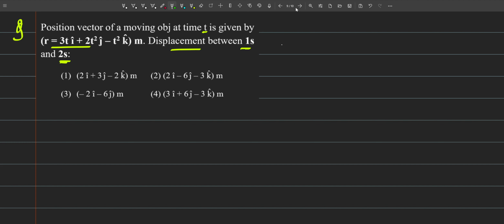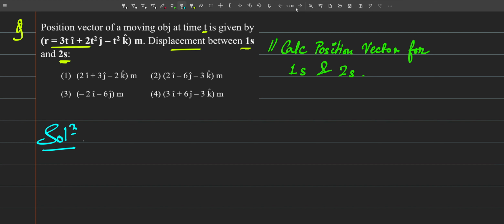So let's do that. We'll calculate the position vector for 1 second and 2 second. Let's move on with the solution, guys. According to the solution, we'll find our position vector first at 1 second.